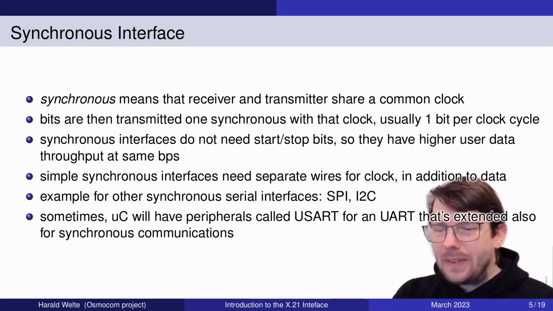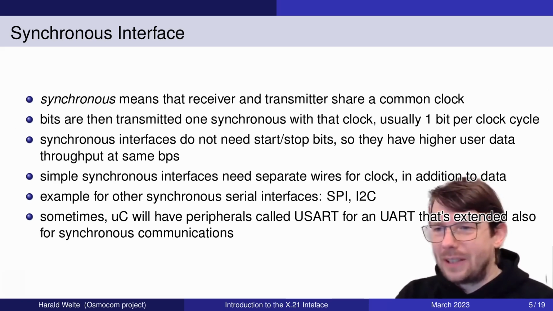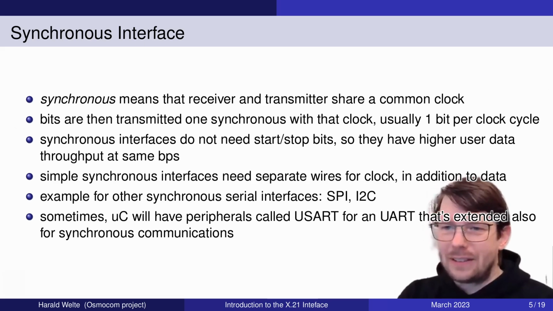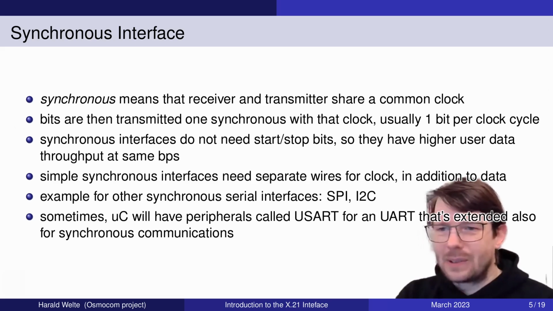The simple synchronous interfaces like X.21 need separate wires for clock, so you don't just have, like on an RS-232 style UART, an RxD and a TxD line for receive and transmit data. In addition, on a synchronous interface of this sort, you have additional clock lines, clock signals. So there is an overhead on the electrical side. You need more wires and more transmitters, more receivers, and so on in your electronics.